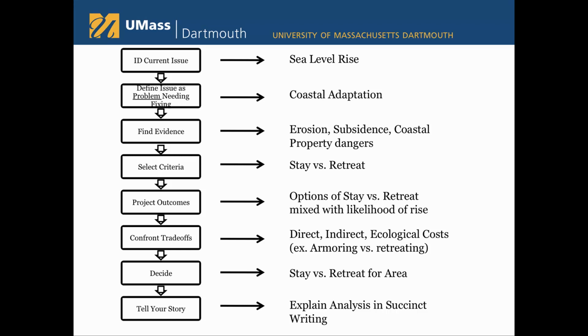And then define the issue as a problem needing fixing. Well, look at it just from the human perspective, maybe, and I say coastal adaptation. Sea level rise is important because it's going to cause disruptions along the coastline, so coastal adaptation is the problem. How do we adapt along our coastlines to sea level rise? Then I need to find evidence to support underlying sea level rise as a problem and the problem for coastal adaptation. So I look for evidence to support, and this is in the literature, peer-reviewed: erosion, subsidence, coastal property dangers, all the things that sea level rise.